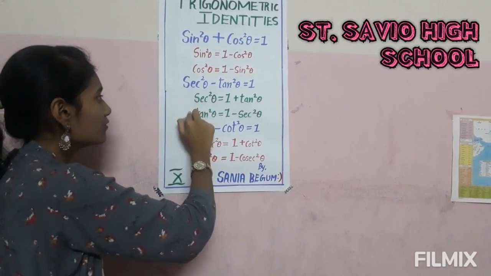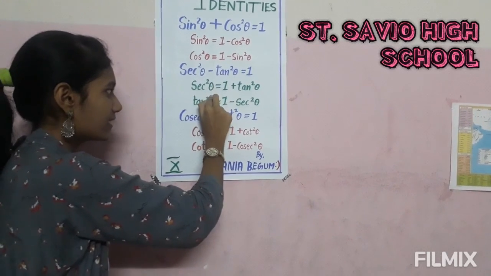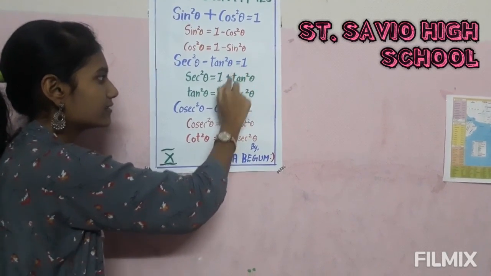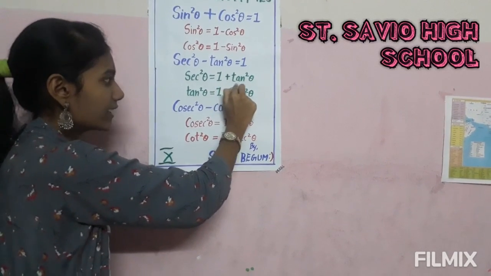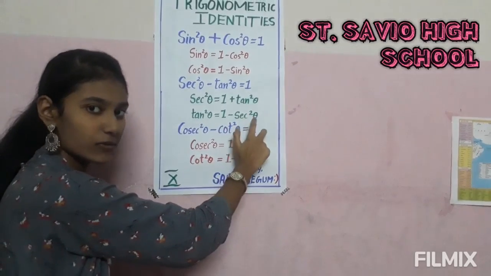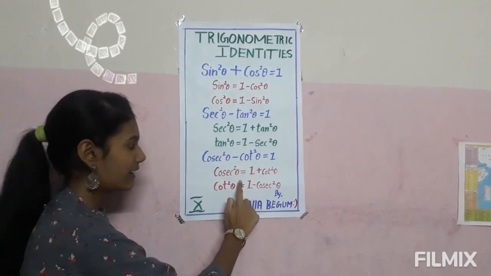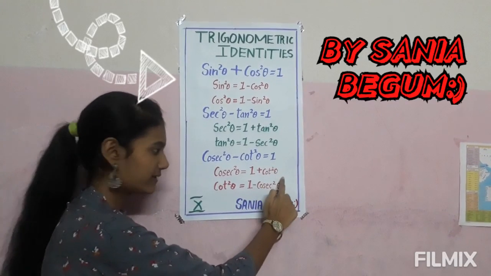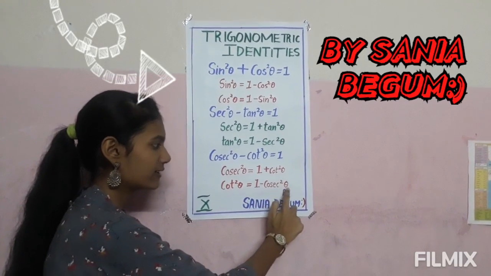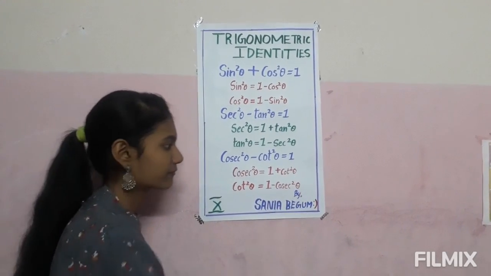Now the other two for sec square theta minus tan square theta equals 1: sec square theta equals 1 plus tan square theta, if the tan square theta goes to the right hand side. Then tan square theta equals sec square theta minus 1. Now cosec square theta equals 1 plus cot square theta. Then cot square theta equals cosec square theta minus 1. So these are the 9 trigonometric identities.